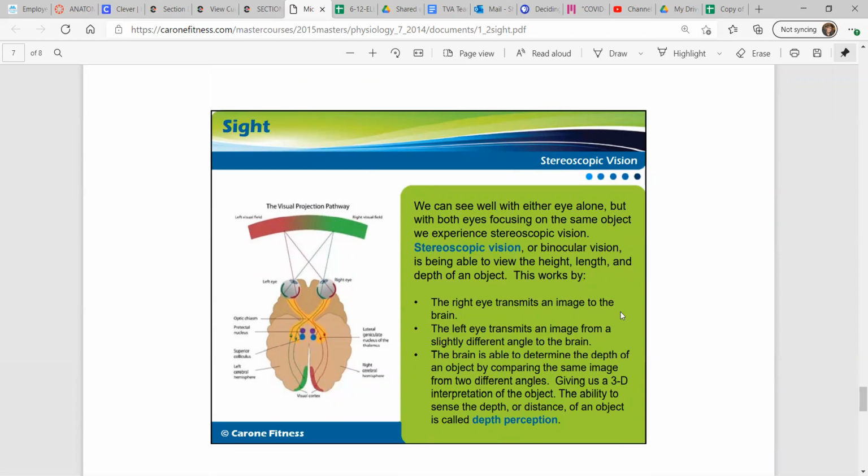Stereoscopic, also called binocular, means being able to view the height, length, and depth of an object. This works by the right eye transmitting an image to the brain, and the left eye transmitting an image from a slightly different angle to the brain. The brain is able to determine the depth of an object by comparing the same image from two different angles, giving us a 3D interpretation of the object. The ability to sense the depth or distance of an object is called depth perception.